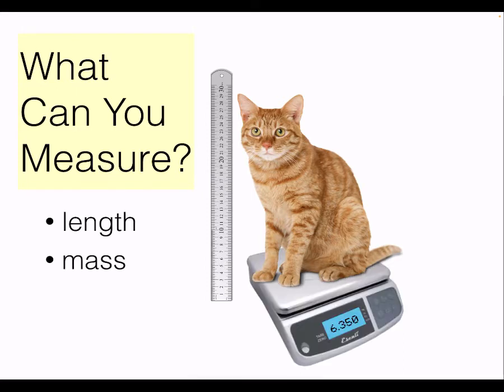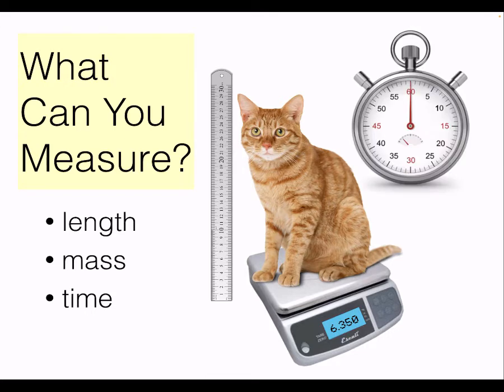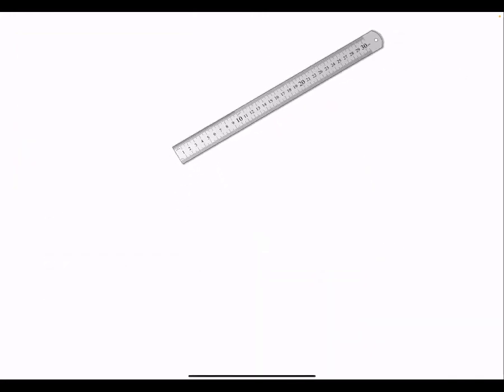And you can measure various types of time. Like, let's say the cat sprints across the room. You could measure how long that takes. You can measure how long the cat is alive. You can measure how often the cat blinks. There's lots of different things you can measure in terms of those. So our 3 key fundamental measurements, which are also our fundamental units, are length, mass, and time.